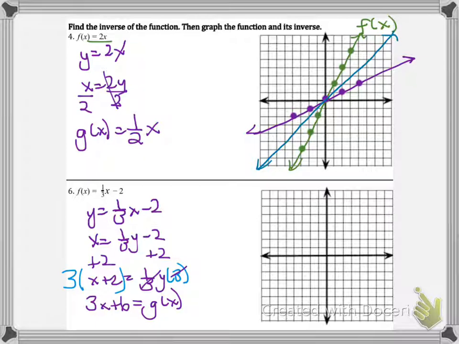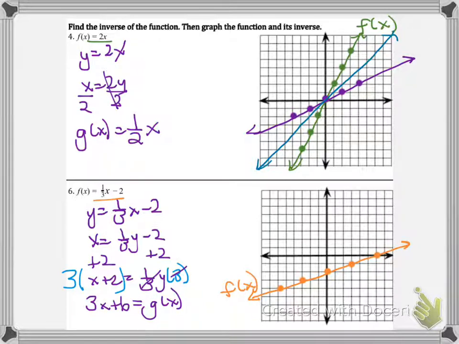Let's graph the first graph. We'll graph 1/3 x minus 2. So we start at -2. And then we go up 1, right 3, down 1, left 3. Okay, so that is this line, and this is our f of x.